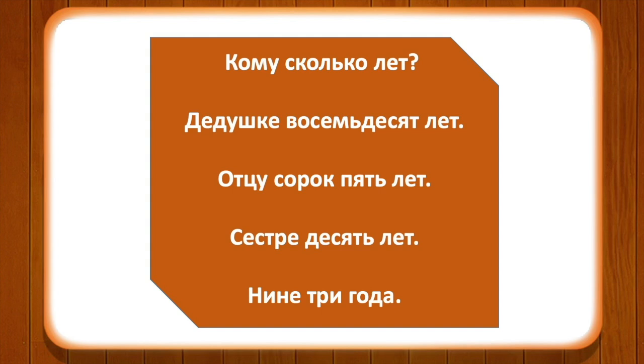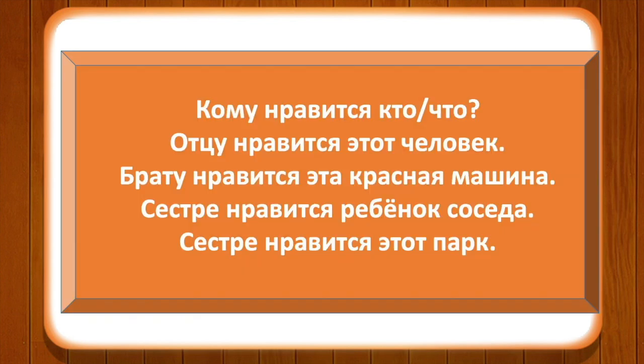Отцу 45 лет. Кому? Отцу. 45 years old. Сестре 10 лет. Sister is 10 years old. Нине 3 года. So Nina is 3 years old. So like this we have this kind of construction for sentences in dative to answer the question кому сколько лет. Who is how many years old? And then we answer like this.